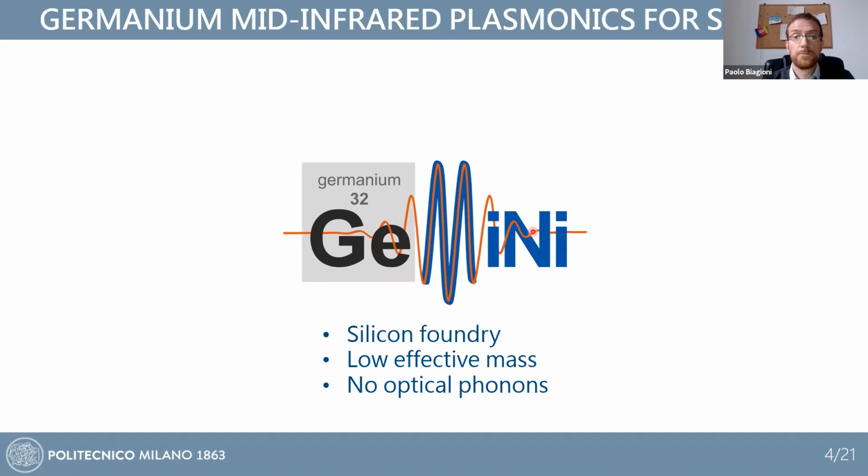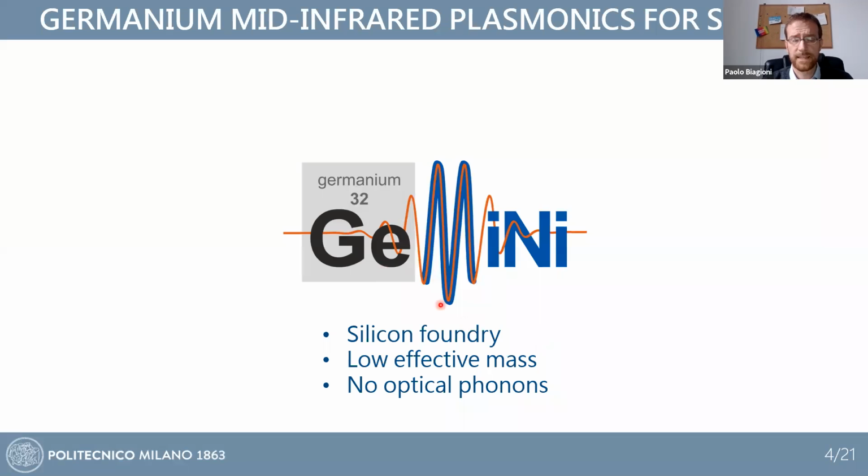First of all, we wanted to develop a group 4 platform, because group 4 materials can be processed without any problem in silicon foundries, which is, of course, the starting point for mass production from the point of view of industry. And among the group 4 materials, we didn't choose silicon, but rather germanium, because germanium has a lower effective mass. It's lower by roughly a factor of 2, which means that for the same doping level, we achieve a higher plasma frequency. And finally, germanium has no optical phonons in the mid-infrared spectral region.